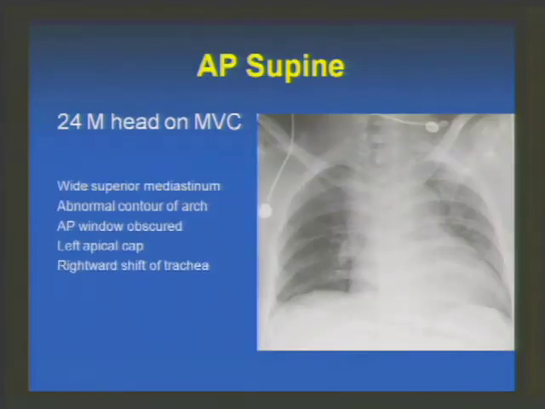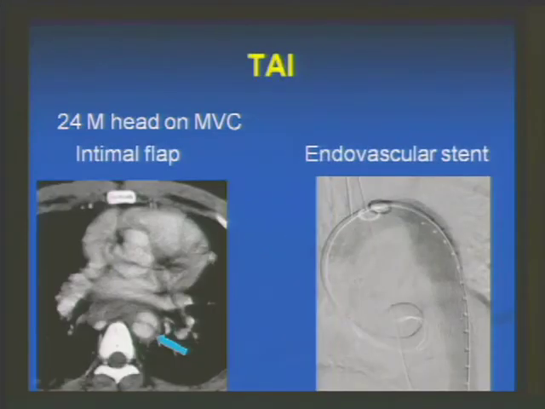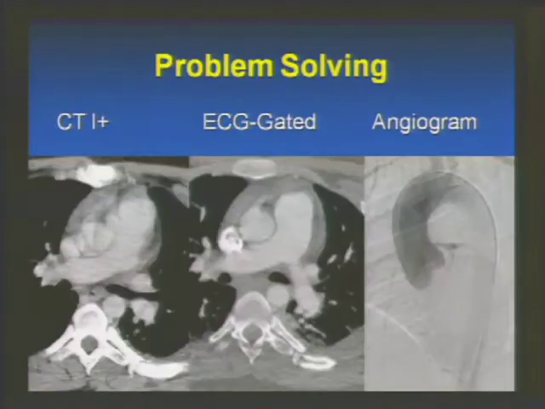This is a 24-year-old male with a head-on motor vehicle crash. And again, look at the superior mediastinum. It's very wide. This measured about 10 centimeters. The aortic arch, again, is irregular, and I don't see an AP window. Again, there's some fluid density in the left apex, and that trachea is really shifted over to the right. Again, these are very concerning for traumatic aortic injury. On CT, you can clearly see this intimal flap, and you can see high-density material in the mediastinum. Again, this patient was treated with an endovascular stent and did very well.